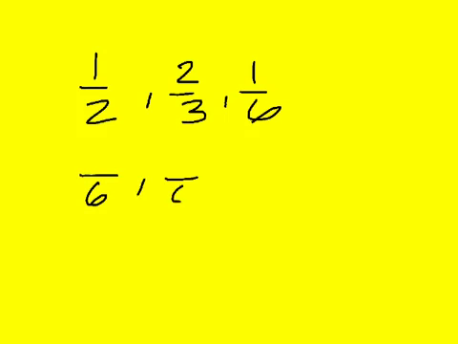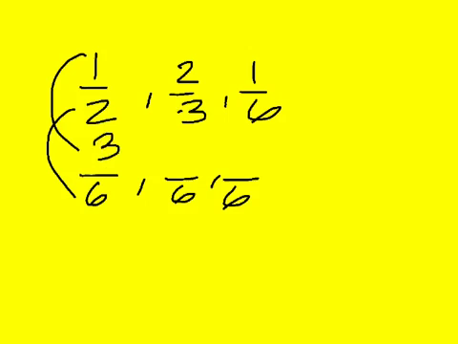6. So if we go 6 all the way through, what did I do to this 2 to get a 6? Times 3, so 1 times 3 is 3. What did I do here to get a 6? By 2, so this would be a 4, and what happened here? Just by 1, so we end up with a 1 there.